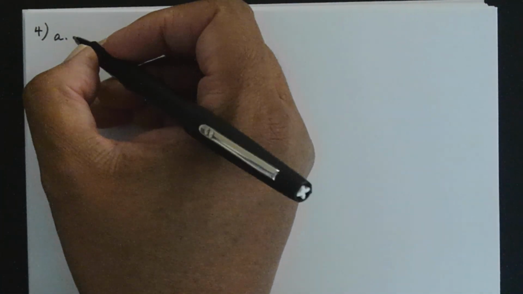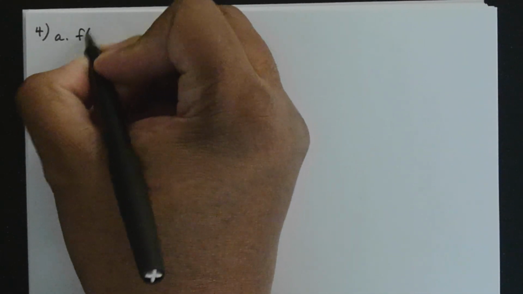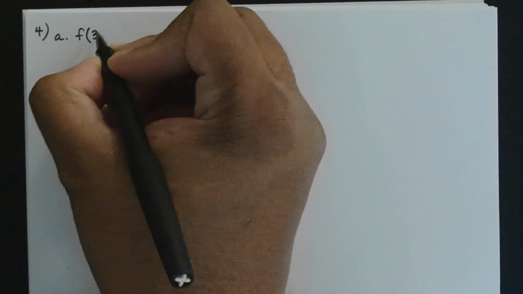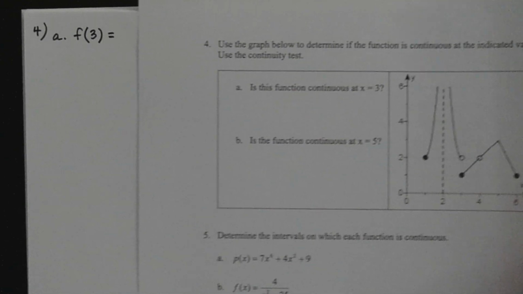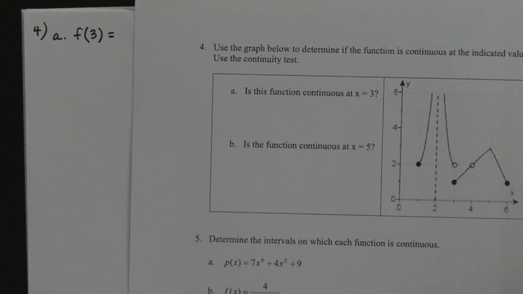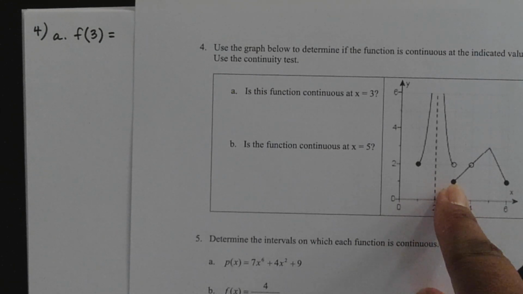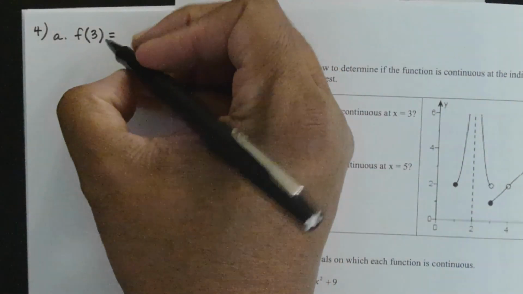So in problem number 4, part A, we want to know if the function is continuous at x equal to 3. There are 3 different things that you have to find out that all must be satisfied in order for it to be continuous at that value. Like for the first one, f of 3 must exist. So if you look at the graph, what's the value of the function at x equal 3? 1, because here's 3 right here. And of course the dot there tells me that it's at 1, so f of 3 is equal to 1.